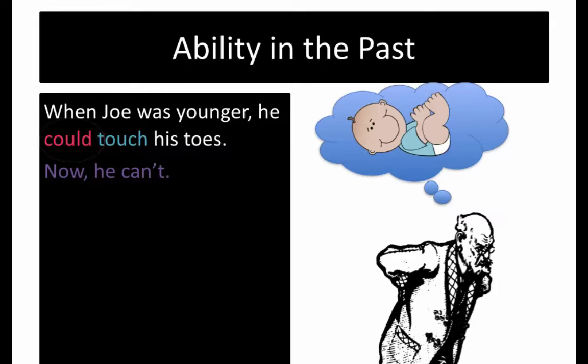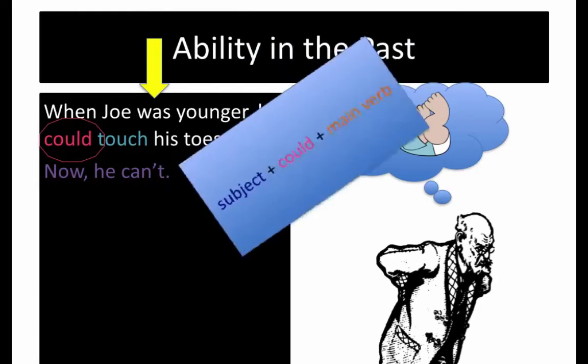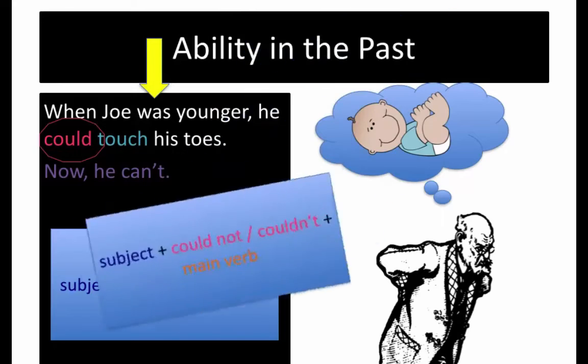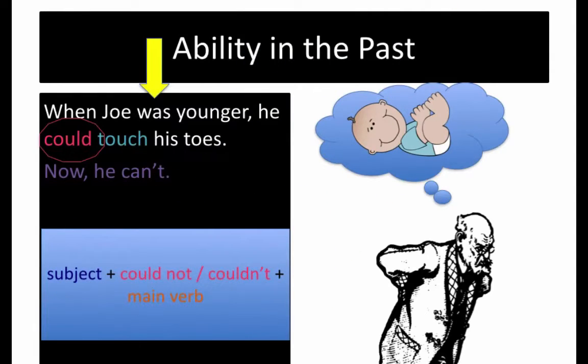We use the modal verb could to express ability in the past. We have another clue in this sentence that tells us we're talking about the past. Can you find it? Yep, it's the verb was, which is in its past form. Just like can, could is easy to use. We don't need to change it according to the subject. To make it negative, we simply add not or use the contraction couldn't.